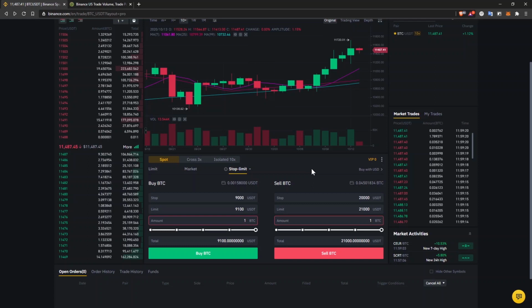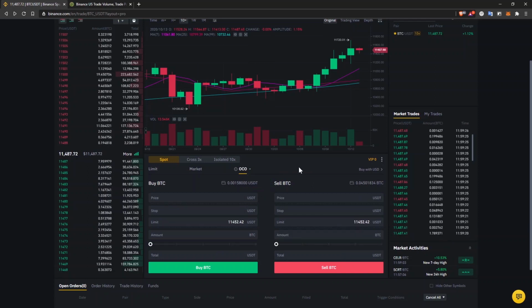And the other order type that's available on Binance, and that I love because I cannot find it on any other exchanges, is the one cancels the other, which means you can set a stop order, a stop condition, but also a profit condition in one single trade. Let me show you what I mean by that. I usually use this order type for selling.